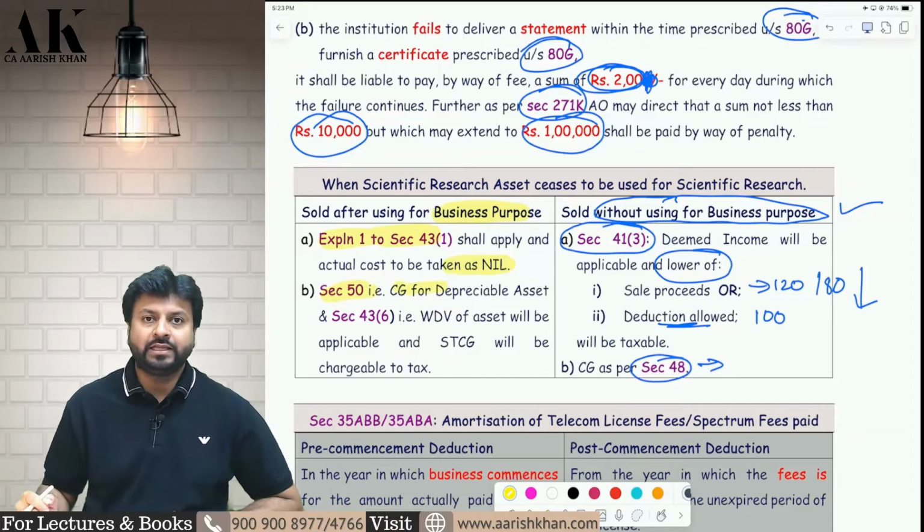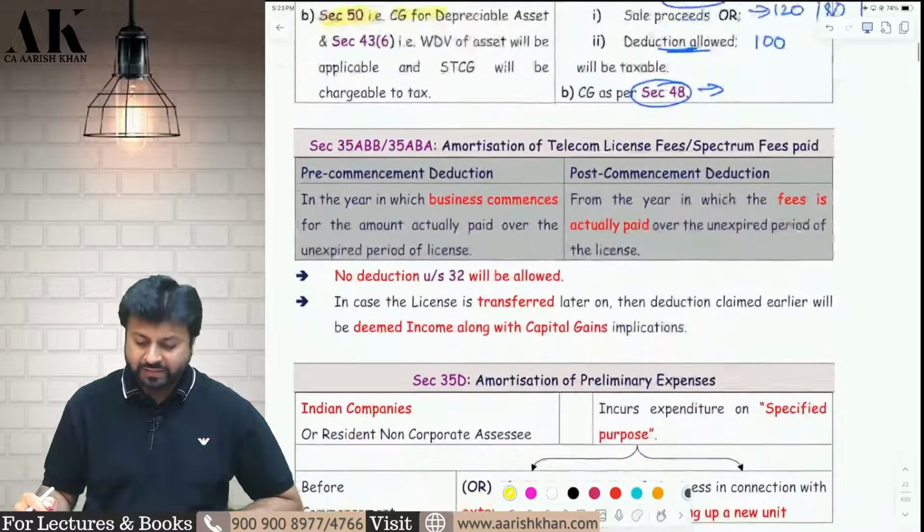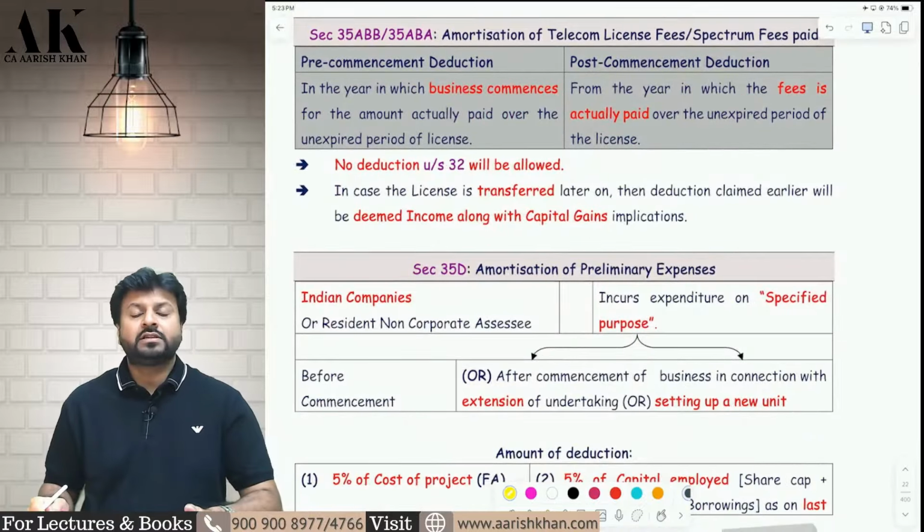That is short-term capital gains. I hope it is clear to all of you. Okay, so this is what the deduction of scientific research is all about.